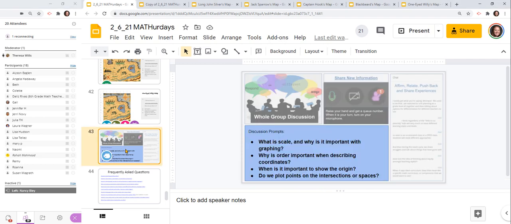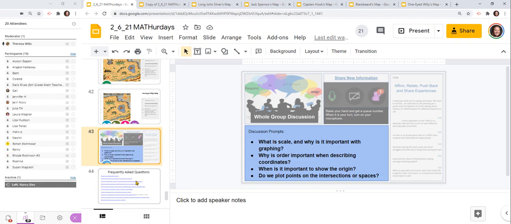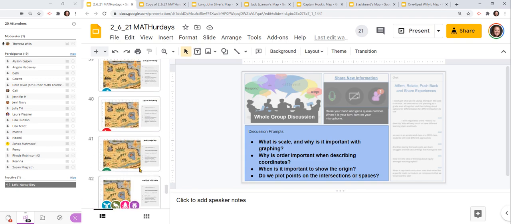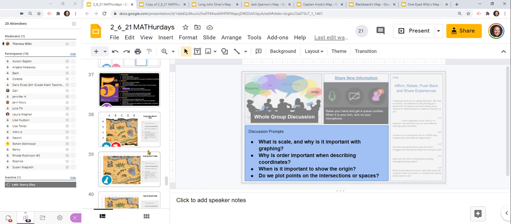My first question is, why is scale important when graphing? And Remy, I'd invite you to turn on your microphone because I think you had one where scale really mattered. I'm curious what happened in your group and how having Long John Silver's map made this either easy or difficult for you.